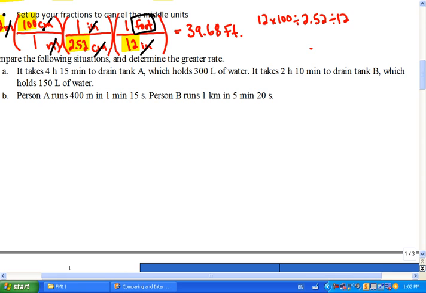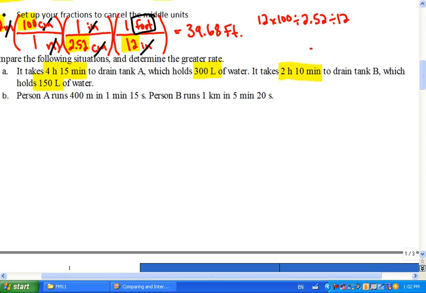And another tank that will drain 150 liters of water. So what we want to know is which tank is going to drain faster. If it takes 4 hours and 15 minutes to drain 300 liters, or 2 hours and 10 minutes to drain 150 liters. So what's not convenient about the way you've been told the problem?